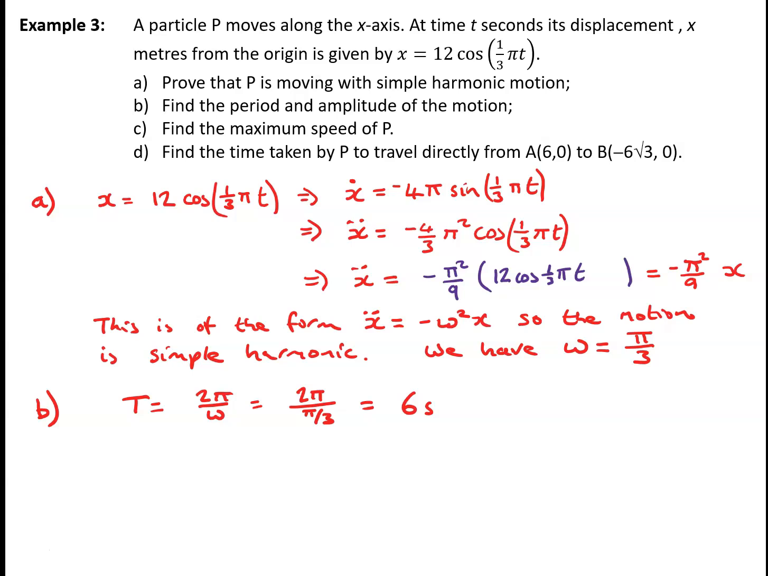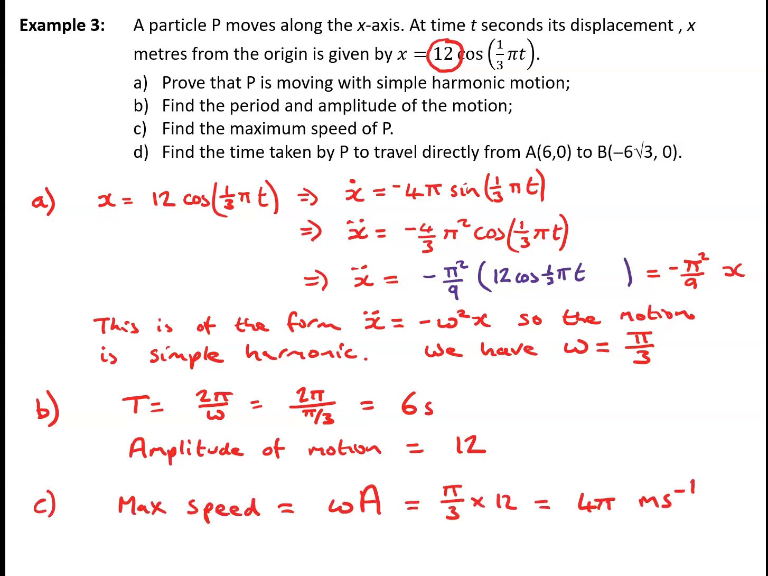The amplitude of the motion is 12, because we've got the solution. The equation of the motion was x equals 12 cos a third pi t, which means that x is varying between 12 and minus 12. So the amplitude of the motion is 12. The maximum displacement away from the equilibrium position is 12. The maximum speed we know is given by omega times a, so that is pi by 3 times 12, which is 4 pi meters per second.